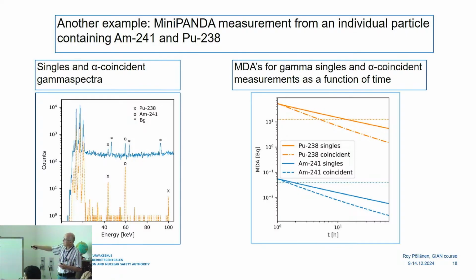So in the beginning of the measurement, this coincidence technique has no big relevance because there are practically no counts in the raw spectrum and also in the coincidence spectrum. But when the time goes on, then there is a difference.